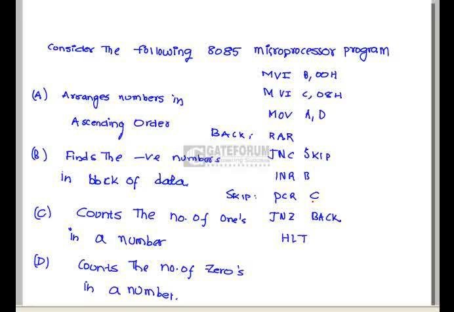After decrementing the C register, it goes back. If the C register contents are not 0, it goes back to the back label, that is, it again performs the same rotation of the accumulator content through the carry flag. So from this logic what we understood is that it counts the number of ones in the number present in the D register, and if there is a 1, it increments the B register. Means the contents of the B register show how many ones are present in the number in the D register. Hence option C is correct.